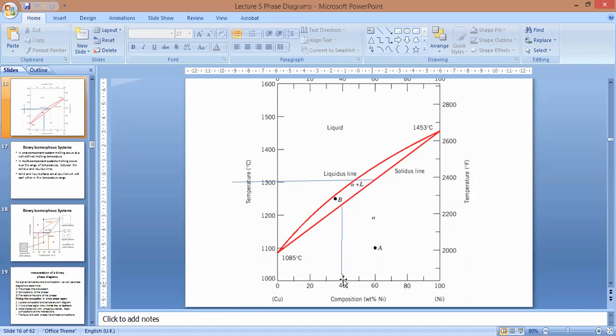So what this means is that if weight percent for nickel is 20 here, it means that for copper it's 80. If for nickel here it's 60, this x-axis is showing the weight percent for nickel. So if nickel is 60, automatically we know that copper is 40%, 40 weight percent, and so on.